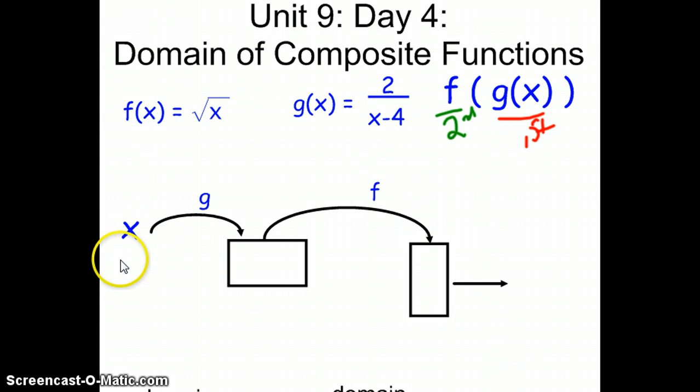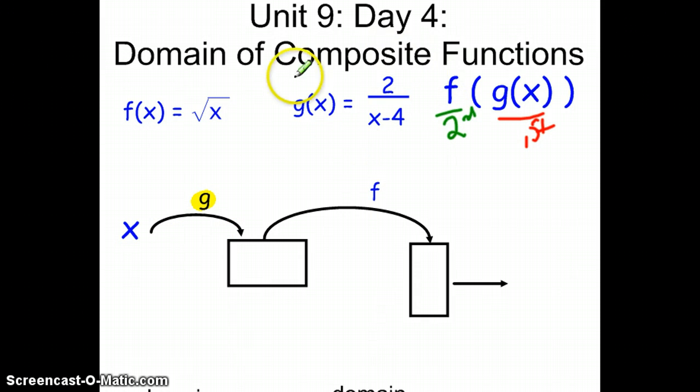Now what kind of numbers can I plug into this function? That's what we're going to be answering with this video. First and foremost, let's take a look at the original functions f and g. We're going to take a look at g first, because g is what we plug x into. What kind of values can I plug into g?